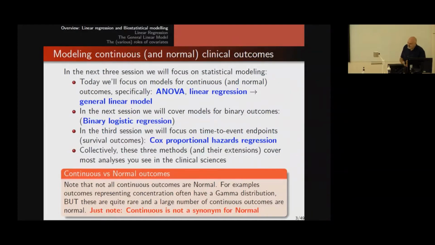So just note that continuous is not a synonym for normal outcomes, okay? Even though in a large majority of cases, a continuous outcome probably is normal, okay? So if we had concentrations, we should not use the general linear model, ANOVA, linear regression, those types of things, okay?